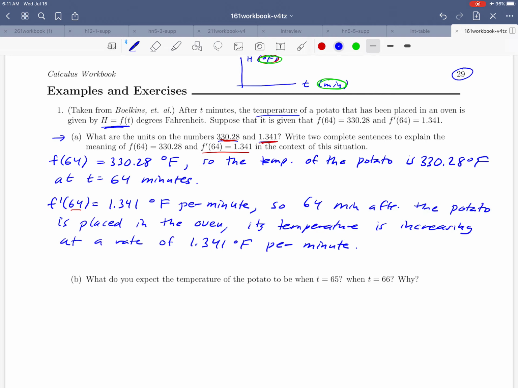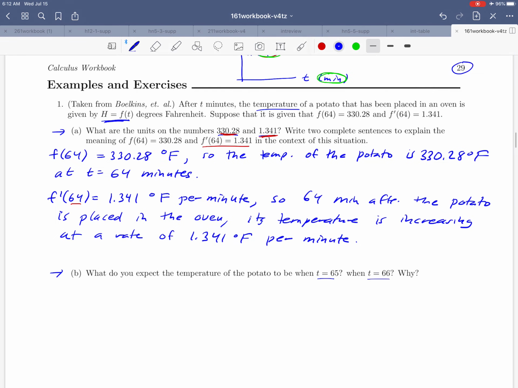There were several questions there. What about part B? Now they're asking, what do we expect the temperature of the potato to be when t equals 65 and when t equals 66? So we're being asked to predict what the temperature would be a little bit later than this time of 64. I like to draw diagrams, so I'm going to start by drawing a little diagram here.